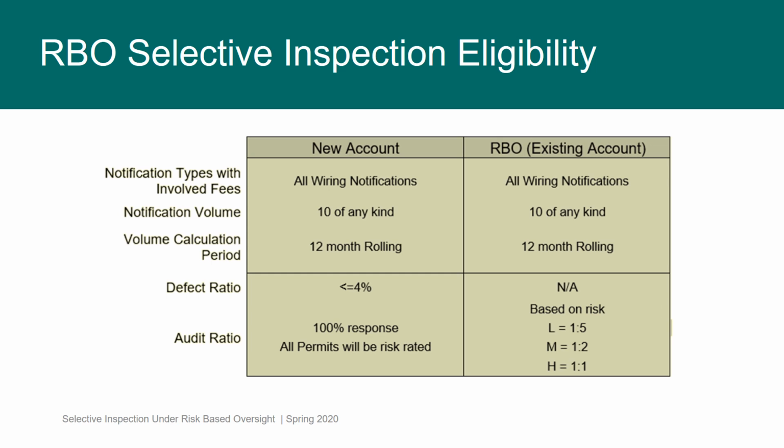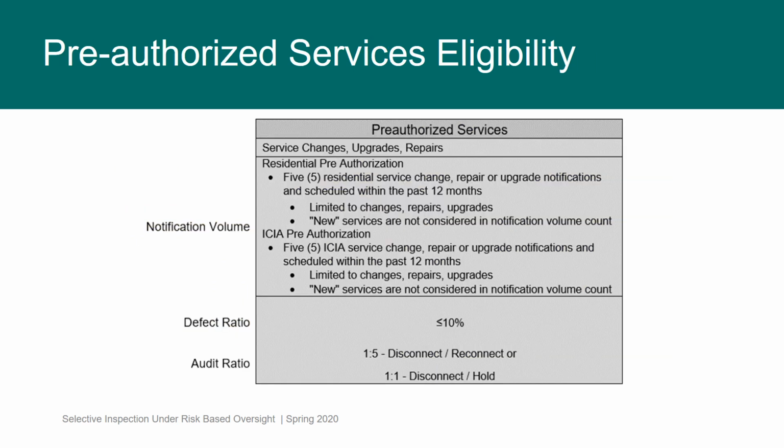It's important to know that all contractors move to a 100% inspection recommendation when their notification volume drops below the minimum requirement of 10 in the last 12 months. In addition to the benefit of selective inspection, contractors may be eligible for pre-authorized connections for service upgrades and repairs done on residential and industrial, commercial, institutional, agricultural, or ICIA sites. Please note that pre-authorized services for service changes, upgrades, and repairs do not include new home service connections.